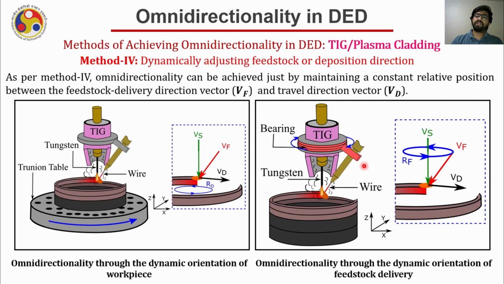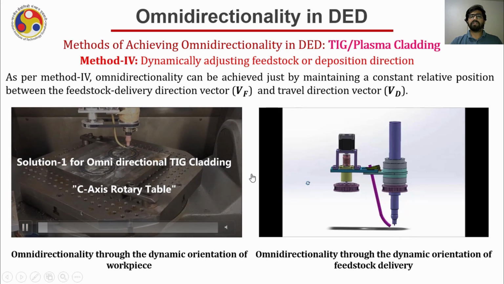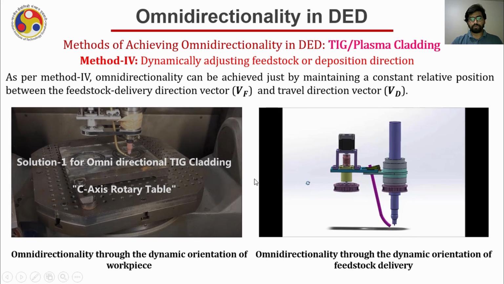The method of rotating the wire is called omnidirectionality through the dynamic orientation of feedstock delivery, and rotating the substrate is called omnidirectionality through the dynamic orientation of the workpiece. Both of the methods fall into the category of number 4. So let me show you the example for both.